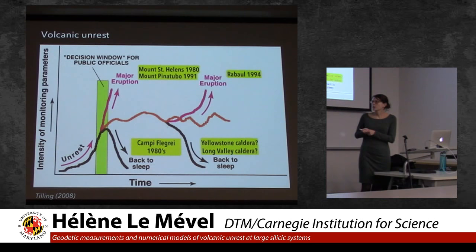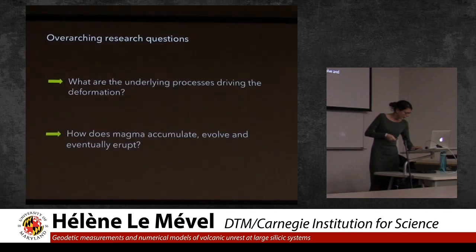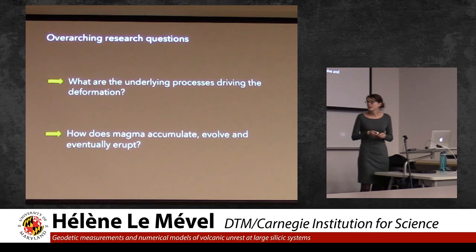For example, the Rabaul eruption in 1994. Or it could just continue to accelerate and lead to a major eruption, like Mount St. Helens in 1980 or Pinatubo in 1991. So the overarching research questions I'm trying to answer are, what are the underlying processes driving this deformation?